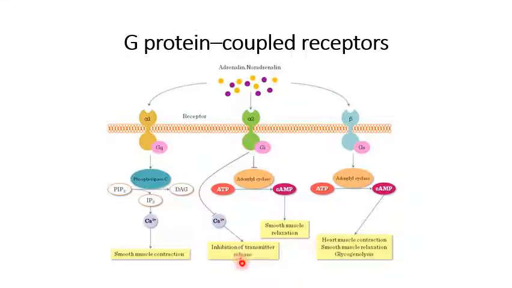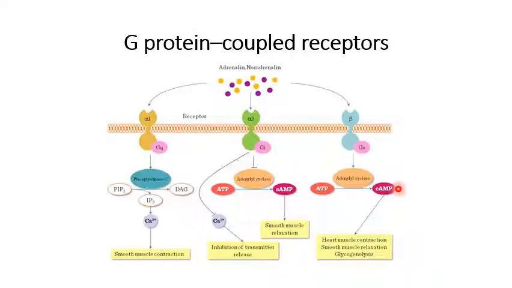This mechanism therefore will cause an inhibition of transmitter release, and therefore producing relaxation of smooth muscle. When an agonist occupies beta receptors, whether beta 1 or beta 2, this will cause the activation of Gs protein, G protein. This will cause activation of adenylate cyclase.